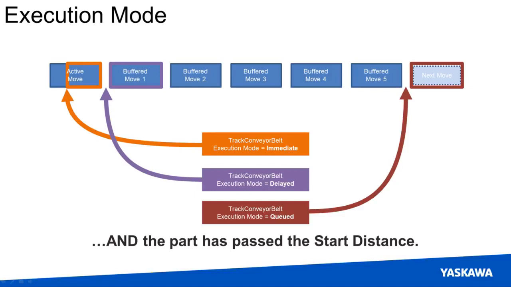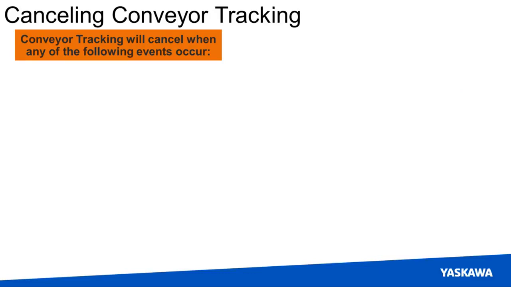Of course, all of these also require that the part has passed the start distance and that we're in the synchronization zone before the execution of MC track conveyor belt actually begins. So this is our execution mode. It determines when MC track conveyor belt will begin to take effect and when the superimposing of the conveyor position happens.